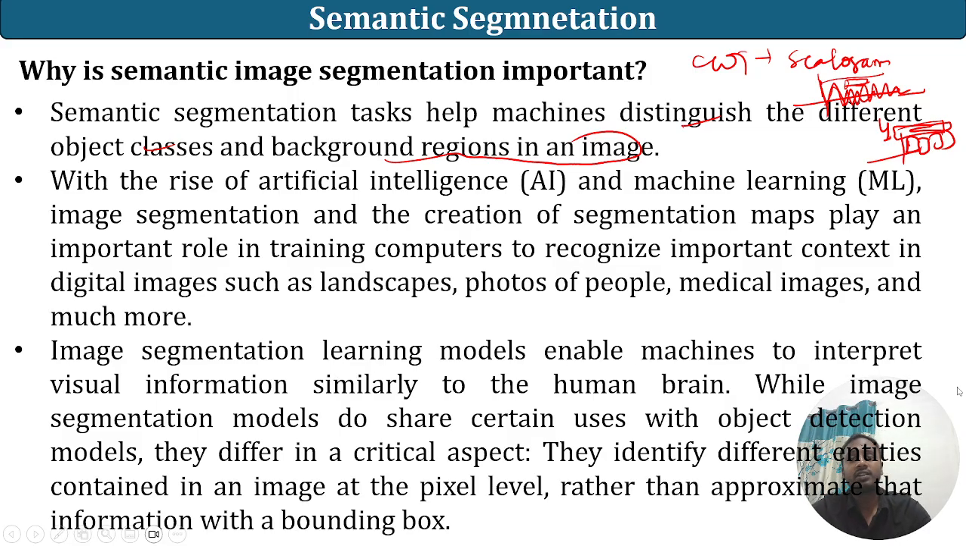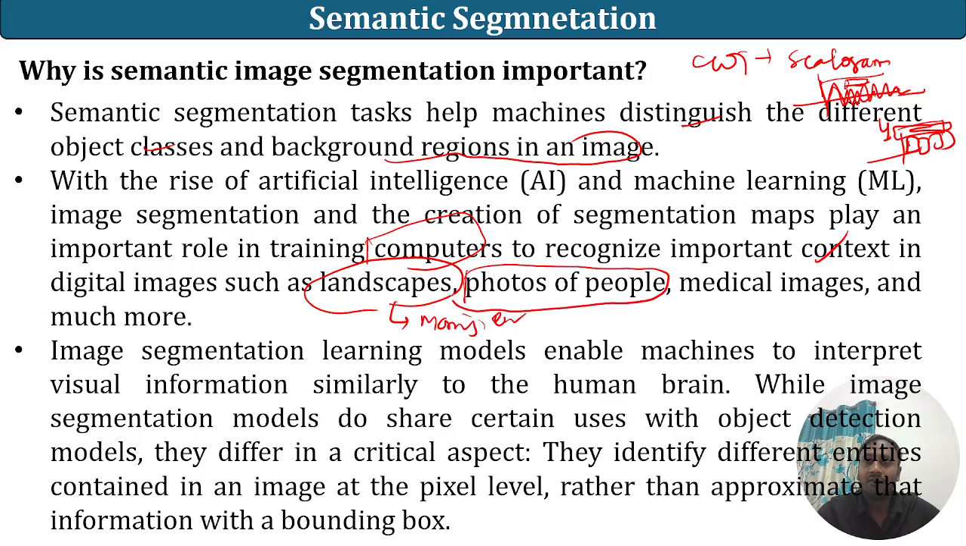So semantic segmentation is going to help with the different object classes along with the background region in the image, with the pixel also. As we know, AI or machine learning plays an important role in training computers to recognize the context in a digital image, like whether it's a landscape, whether it's a morning photo or evening or afternoon photo, or a photo of people and what they're doing. Even with the intensity we can see, let's say, a sports person, or the person who's working in sport.